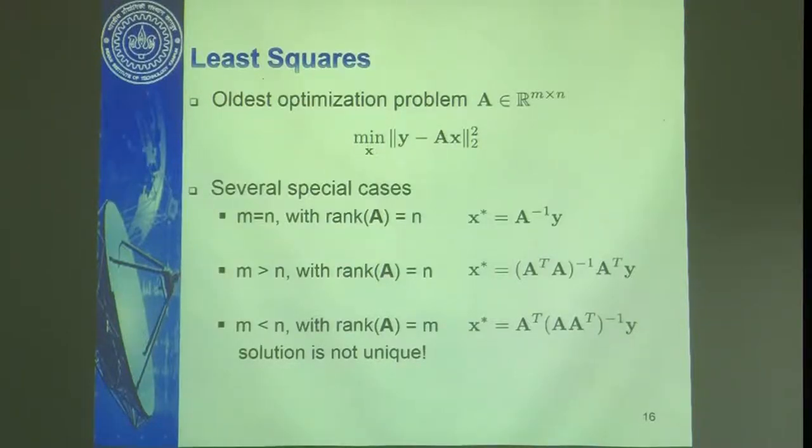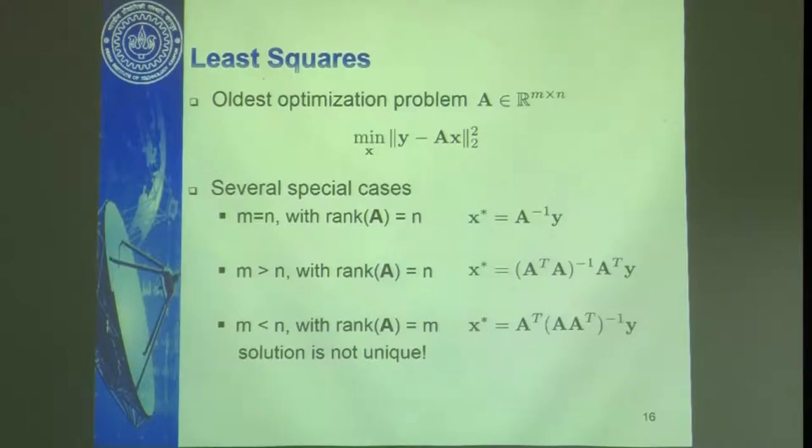The oldest problem that people have been trying to solve, all the way from Gauss, is the least squares problem. You all know about least squares from an estimation perspective at least, but you can also look at it from an optimization perspective. You essentially have an objective function that you want to minimize. There are no constraints, right?